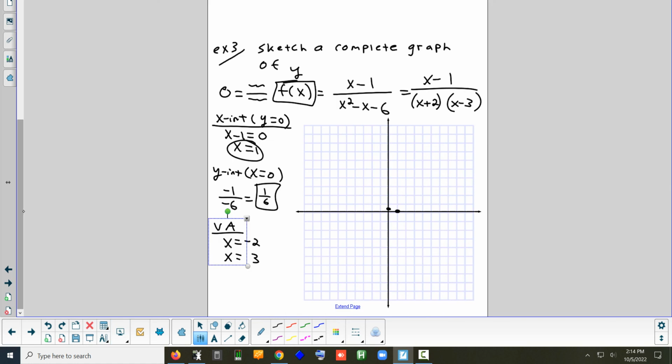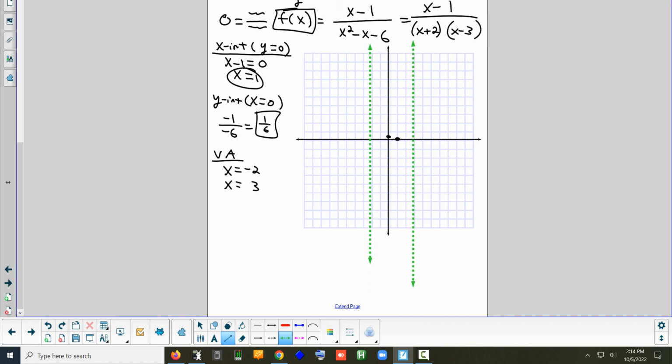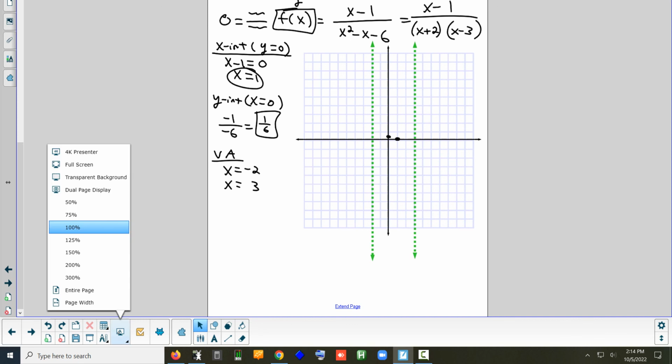So what I'm going to do, just so I can see it easier, I'm just going to make it smaller for a second. Negative 2, positive 3, I'll fix that. Negative 2, positive 3, good. Okay, so we got that.